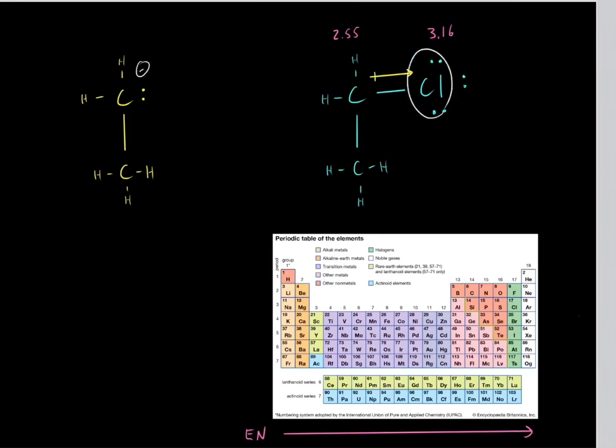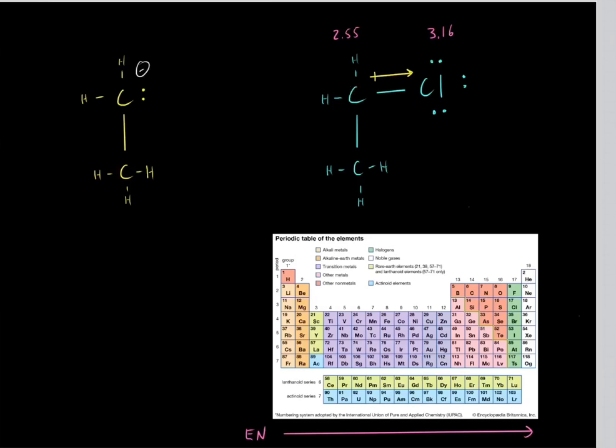So what does that mean? That means chlorine really likes negative charge. It really pulls on negative charge density. And the reason is a little complicated. It's due to the Zeff, the effective nuclear charge, which means in its nucleus it has positive charge. But the point is this chlorine is much more electronegative than this carbon. So therefore, all these electrons on this carbon are going to be attracted to this chlorine.